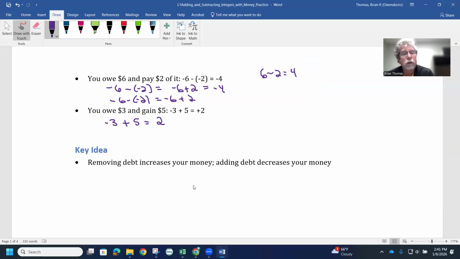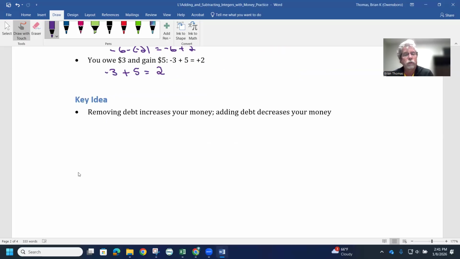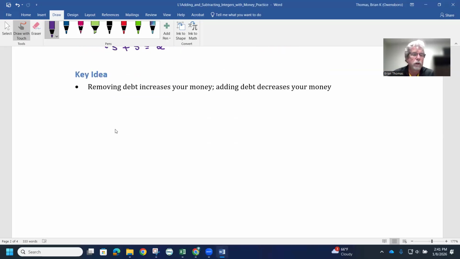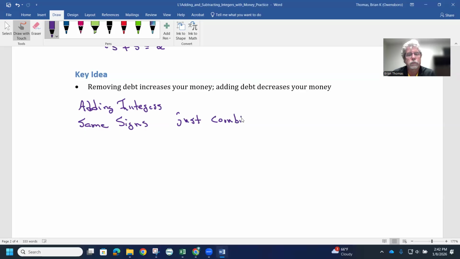So key things to remember. If you remove debt, that's increasing your money. Adding debt decreases your money. Now, if we want to start developing some rules, let's make some rules. If we're adding integers, what we pick up on is if the signs are the same, you just combine and keep the sign.